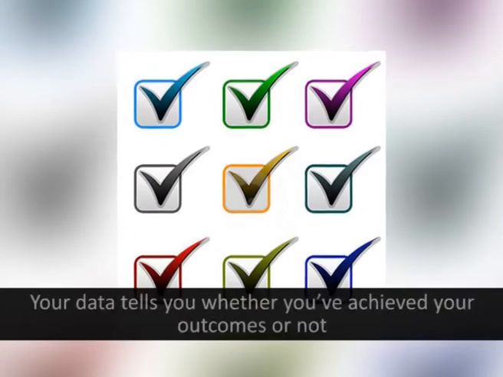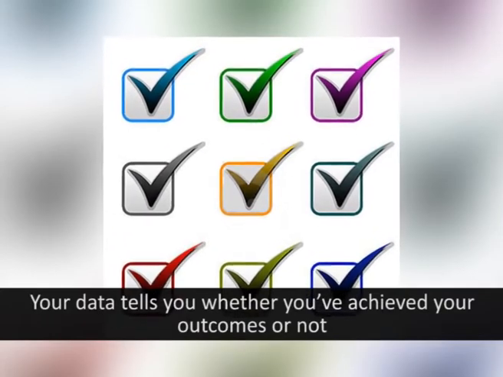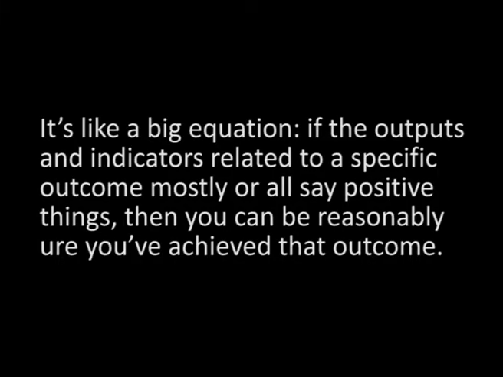Your data tells you whether you have achieved your outcomes or not. It's like a big equation. If the outputs and indicators related to a specific outcome mostly or all say positive things, then you can be reasonably sure you have achieved that outcome. If they mostly say negative things, then you can be reasonably sure you haven't achieved that outcome.